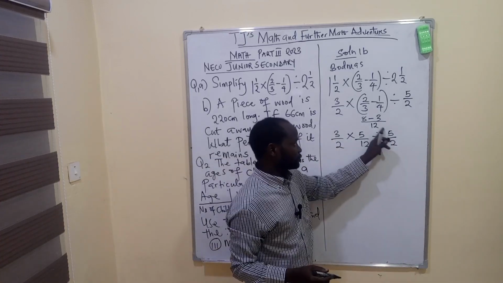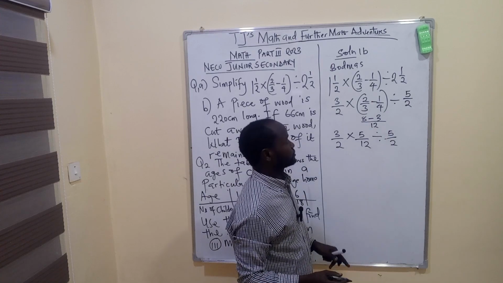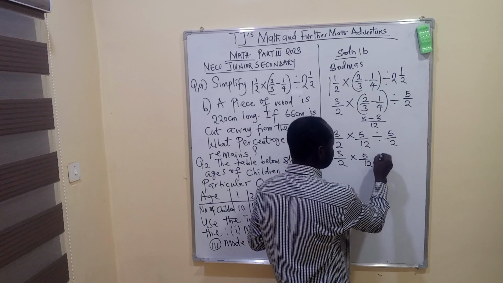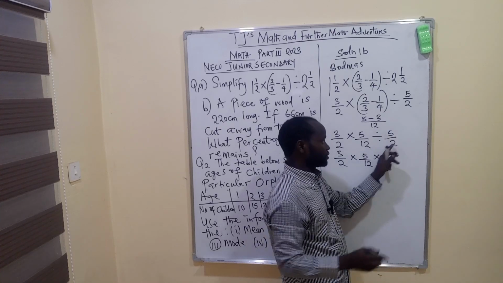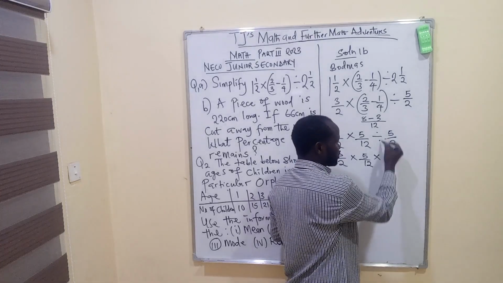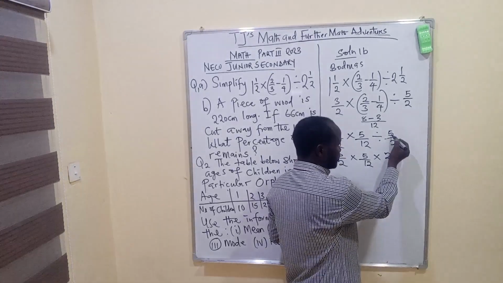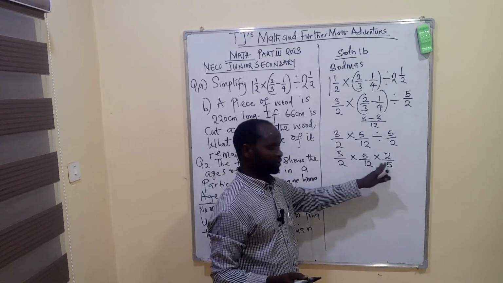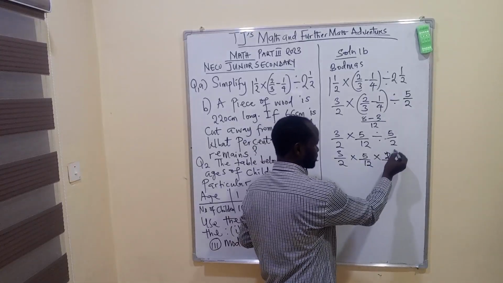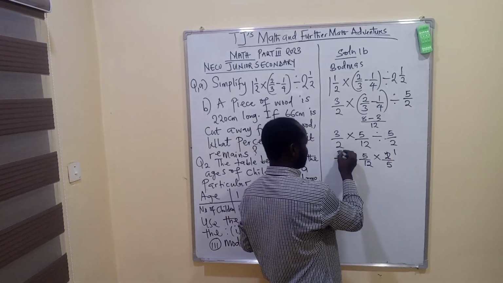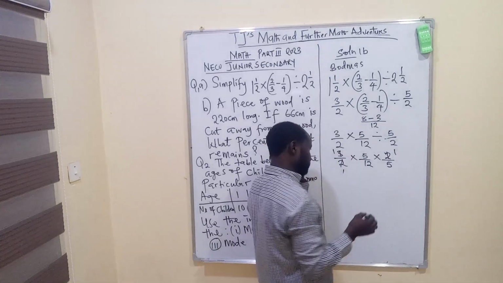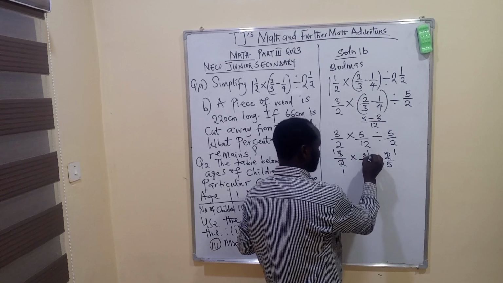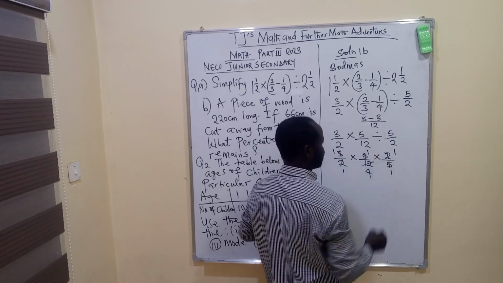So this division, we can change it to multiplication. This will be 3 over 2 times 5 over 12 times, if we change this division to multiplication, our denominator, which is 2 here, will become our numerator, and our numerator here, which is 5, will become our denominator. So this is what we have. We have all multiplication in between them. So we can say 2 here, 1, 2 here, 1. 3 here, 1, meaning 3 divided by 3 is 1. 3 into 12 means 12 divided by 3 is 4. 5 divided by 5 is 1.